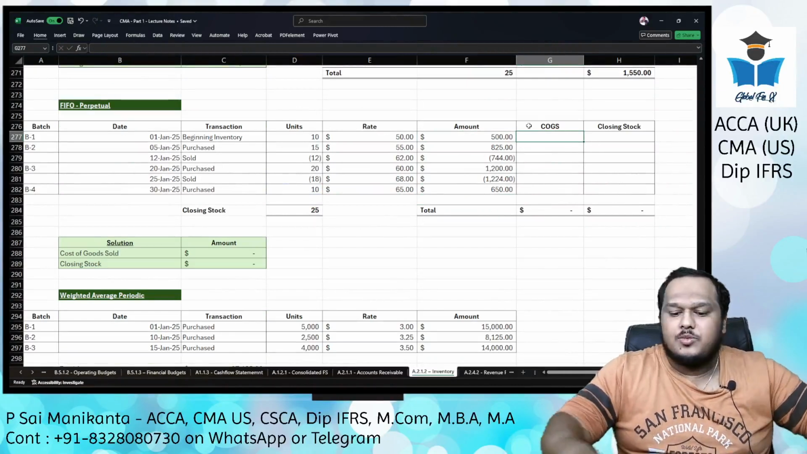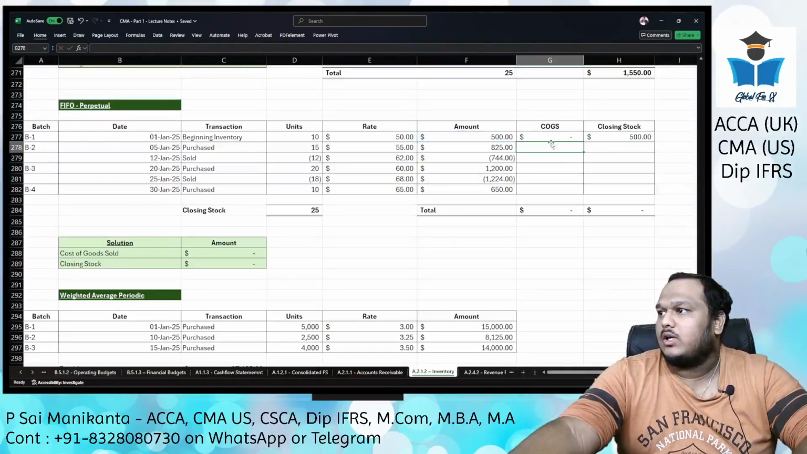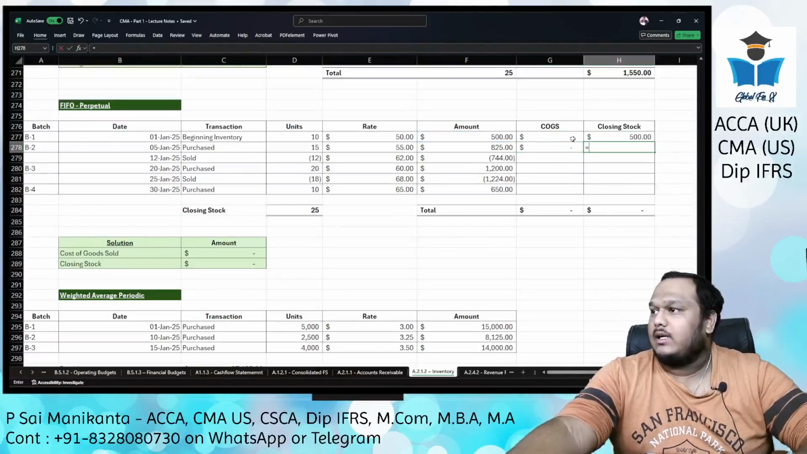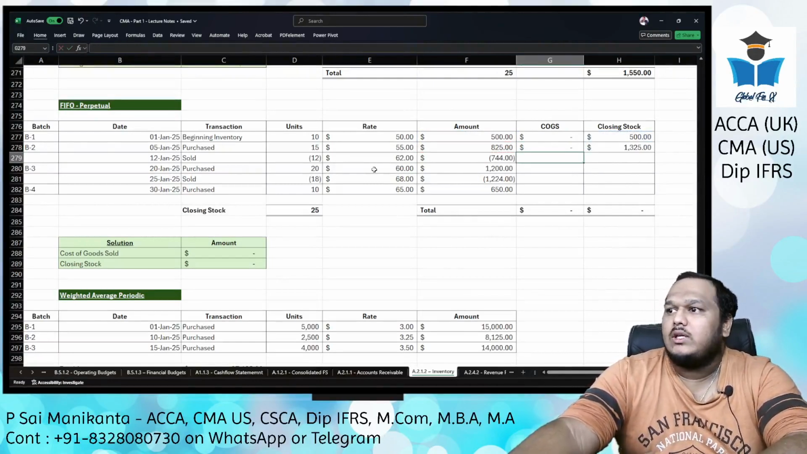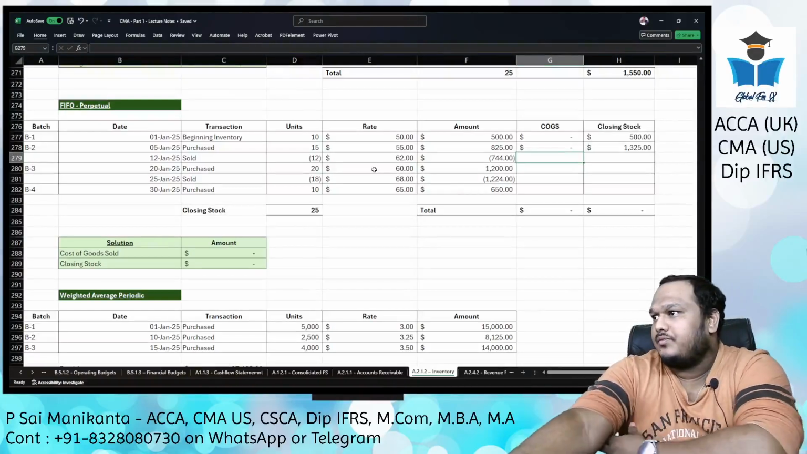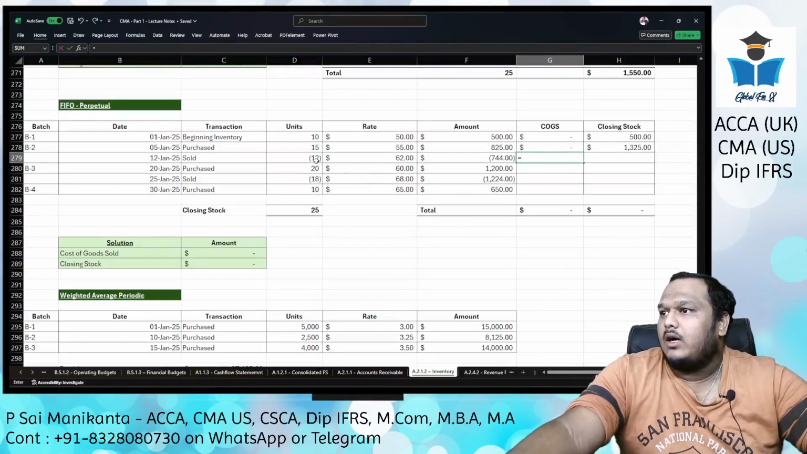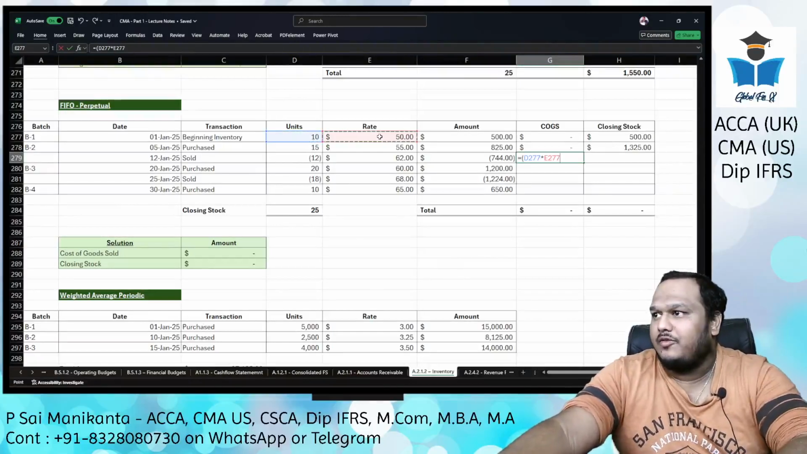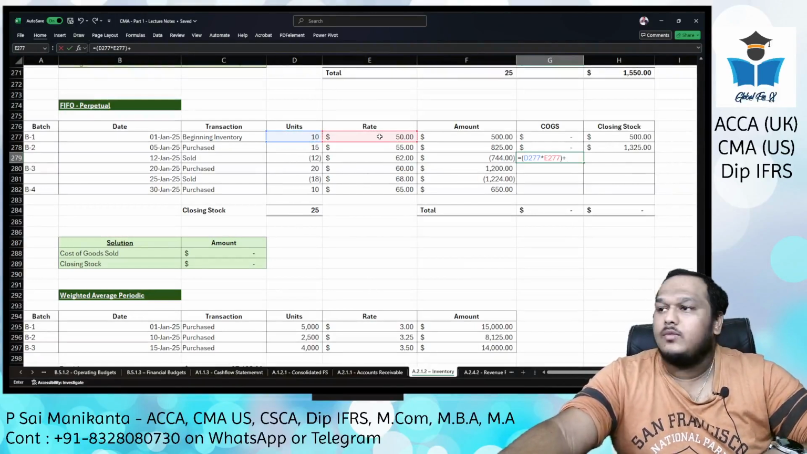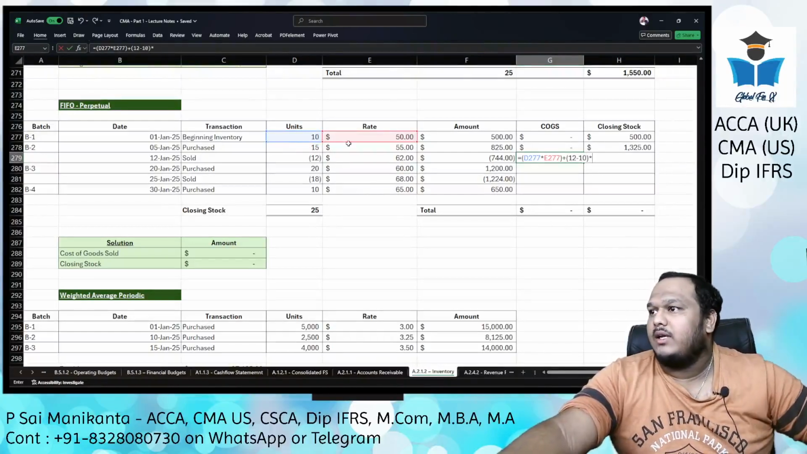So COGS, nothing is being sold at this point, so nothing in cost of goods sold. Closing stock will be the amount. Then we purchased, so no COGS, and previous closing stock plus current date purchases. Then we sold something at 62. So the COGS for this will be 12 units. First 10 units are sold at the rate of 50, and then total 12, 10 are gone, so 2 more units. 12 minus 10 multiplied by 55.